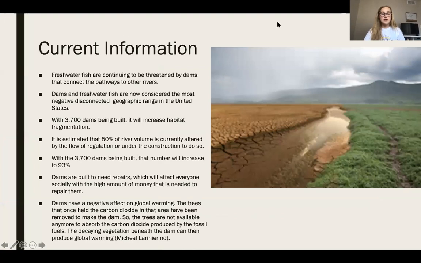Okay, so the current information is that freshwater fish are continuing to be threatened by dams that connect the pathways to other rivers.